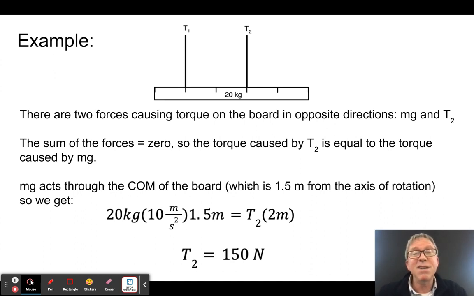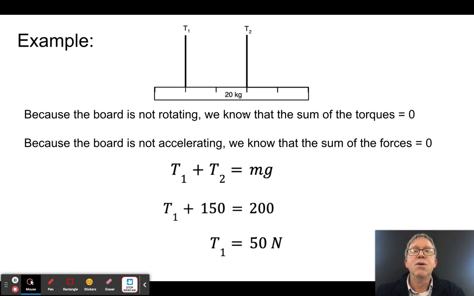But we're not done yet, because I still got to figure out what is the tension on T1. Well, now instead of using torque, which I could do, I'm going to do it this way. I know this object is not accelerating. I'm talking about translational acceleration. It's not moving. So therefore, I can say that the sum of T1 and T2 together have to add up to 200. Otherwise, this object would be accelerating in either the upward or downward direction. So I know that mg is 200. I know that T2 is 150. So therefore, T1 must be equal to 50 newtons. So clever, right?